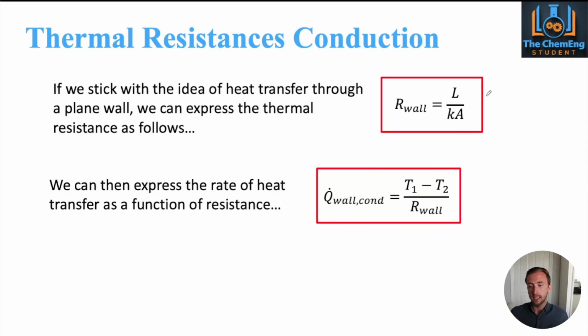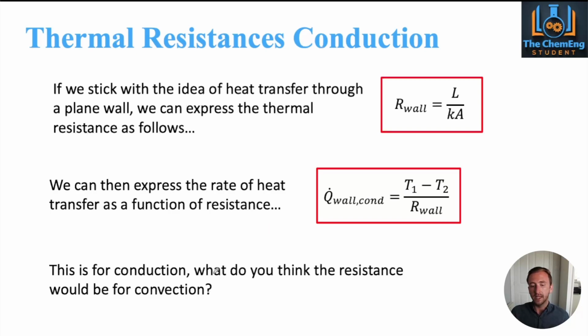Therefore, because we had kA over L in the previous equation, we can replace that with R, the resistance, and we can get an expression for rate of heat transfer as a function of the thermal resistance. This time it would be delta T over the thermal resistance of the wall. So we've now derived two equations based on Fourier's law for conduction.